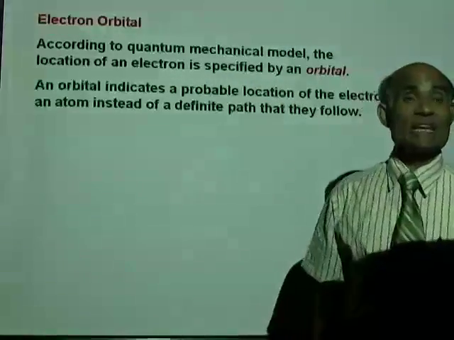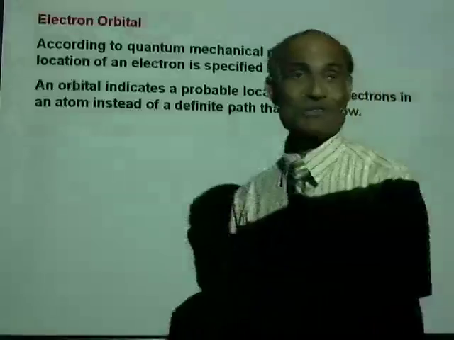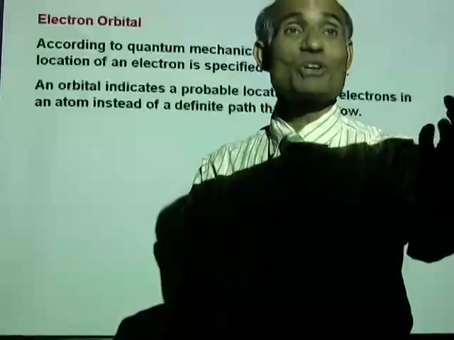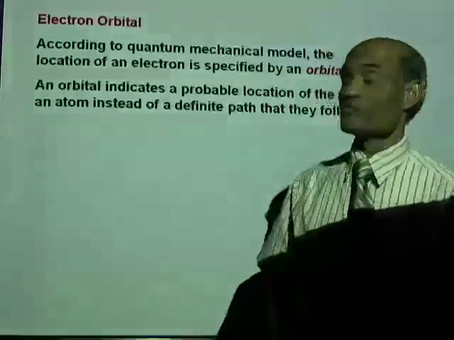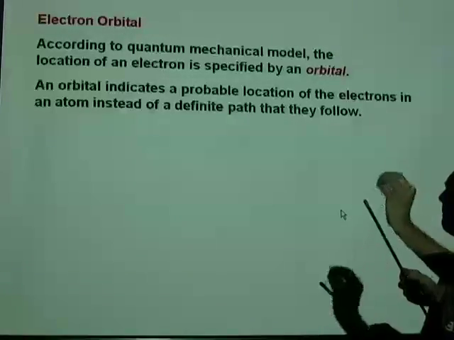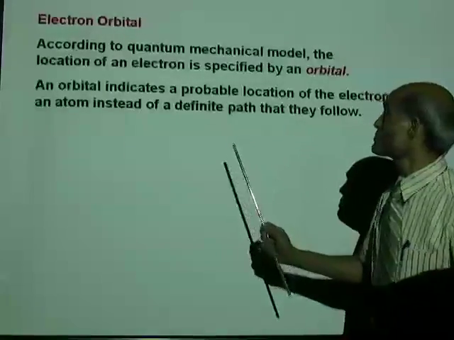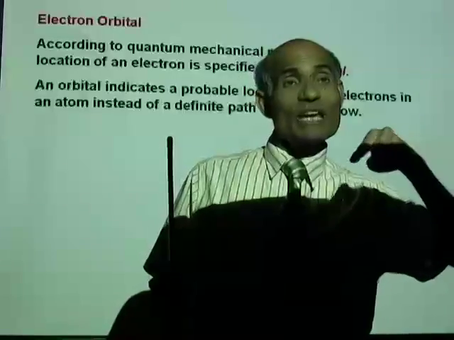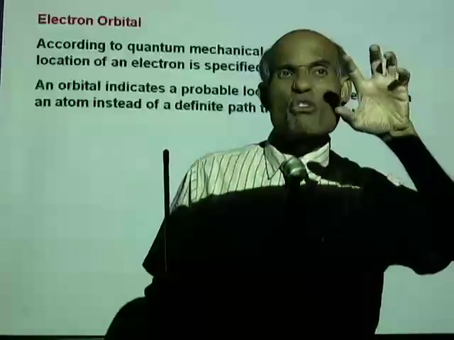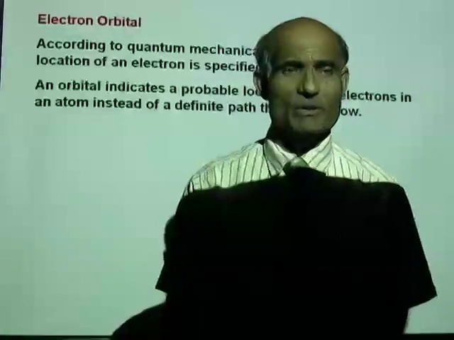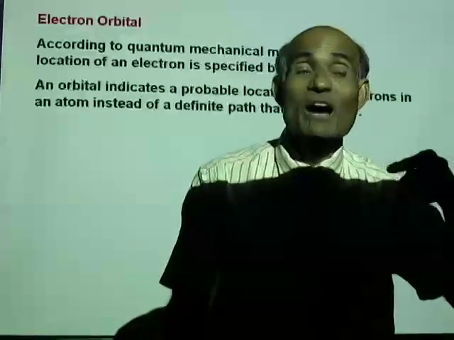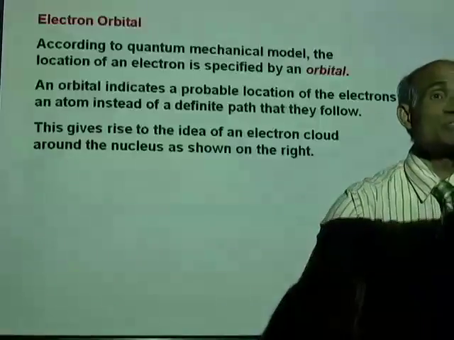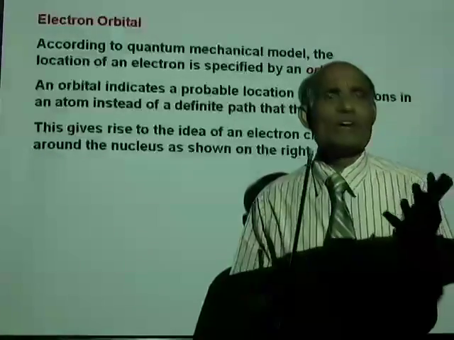An orbital indicates the probable location of the electron. You see, quantum mechanics only gives you the probability that an electron can be found in a certain location. It doesn't tell you exactly where it is. So an orbital indicates a probable location of the electron in an atom instead of a definite path it follows. So that clear orbit in the case of the Bohr model is now looking a little fuzzy. It is not very clear because you don't have a clear path of the electron. We don't know exactly where the electron can be found. So this gives rise to the idea of an electron cloud around the nucleus.